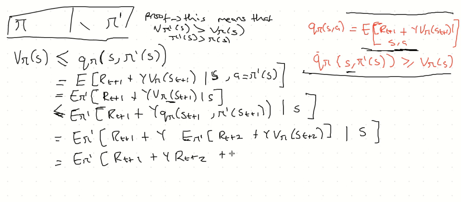So this is plus gamma squared v pi of s_{t+2} given s, right? That's how it should be. And you can see we're essentially in the same place that we were in before. Here with R_{t+1} plus gamma v pi of s_{t+1}. Now with R_{t+1} plus gamma R_{t+2} plus gamma squared v pi of s_{t+2}.